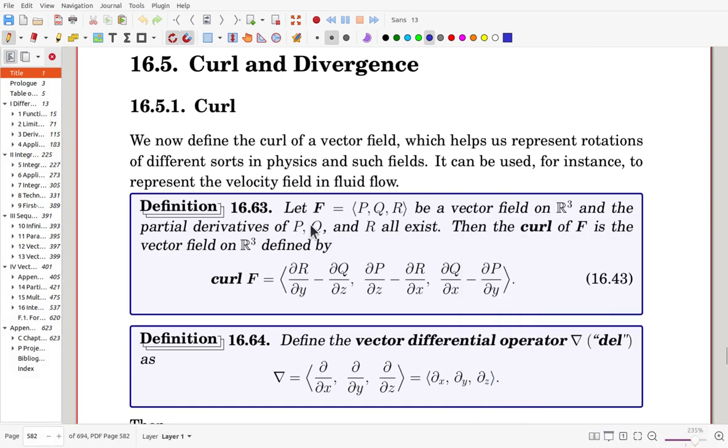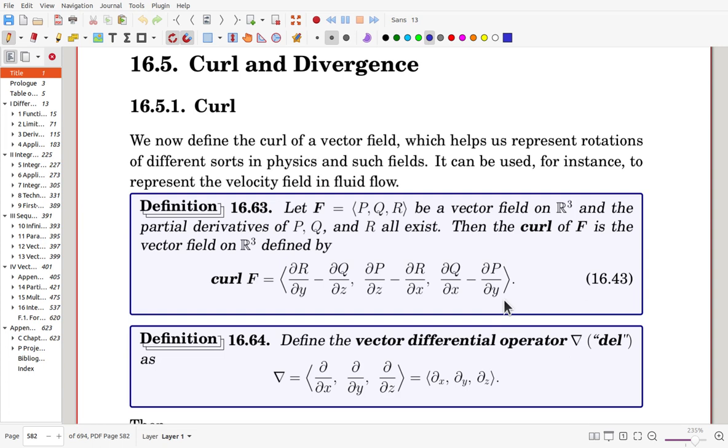A vector field F in three-dimensional space is given as P, Q, R. Assume that each of P, Q, R has partial derivatives. Then the curl of the vector field is defined in this way. It looks a little bit complicated when you try to memorize it.